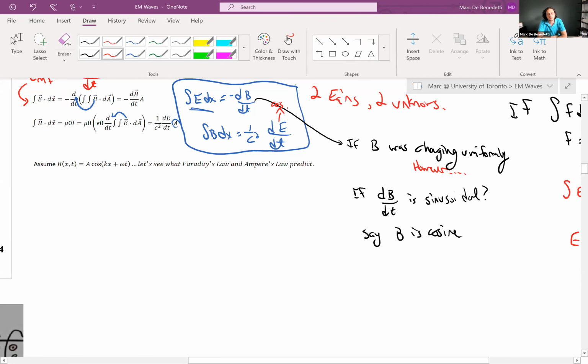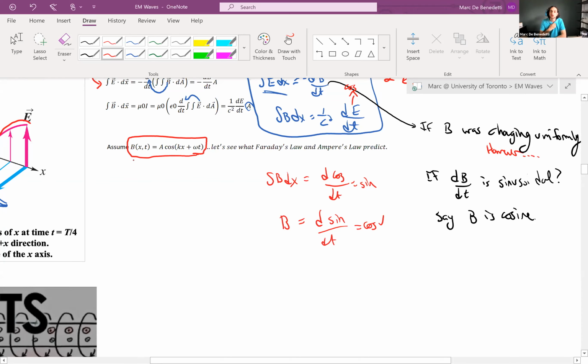And this is going to equal the integral of b. So then to find b, it would be the derivative of sine, which would then again be cos, which fits because we assumed b was cos. So it looks like if you assume this function to be your B field, then this satisfies both Ampere's law and Faraday's law simultaneously. And that's the key here.